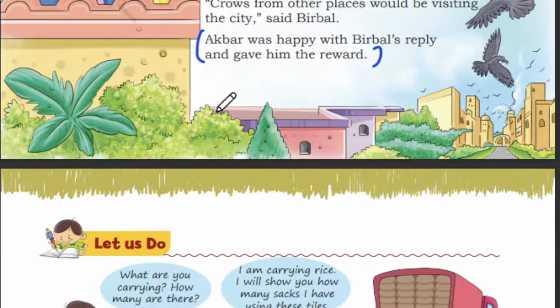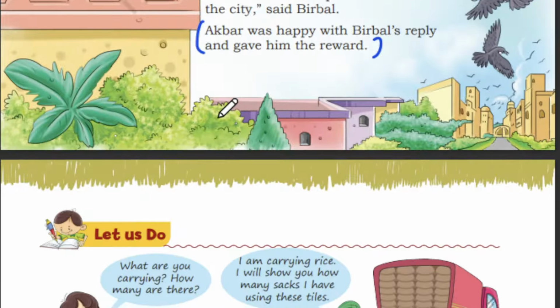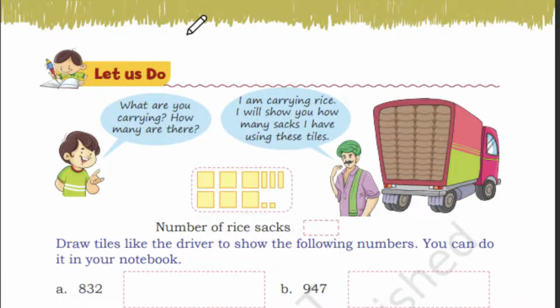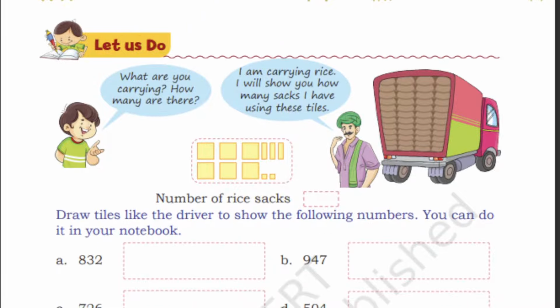Okay. So now let's go to this actual chapter. There is a conversation between a boy and a man here. So look at these pictures. The boy is asking, what are you carrying? How many are there? He replied, I'm carrying rice. I will show you how many sacks I have using these tiles. So we have a picture of tiles here.